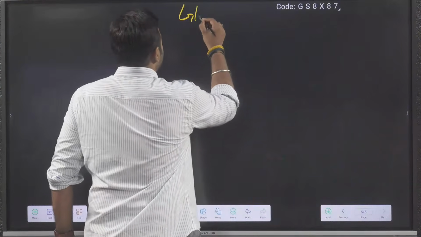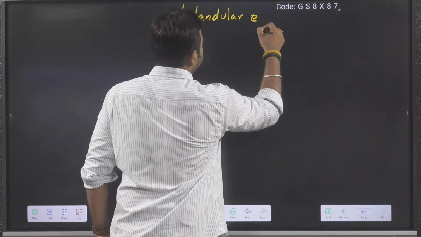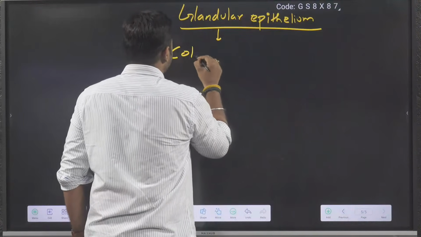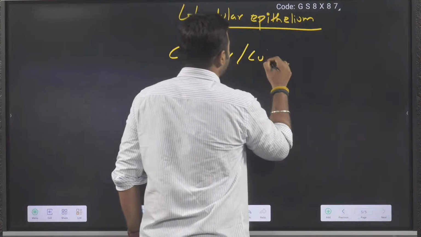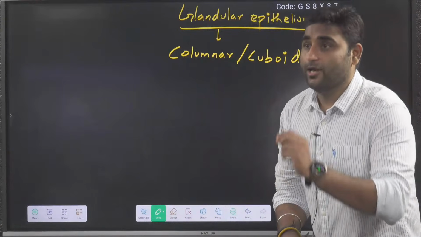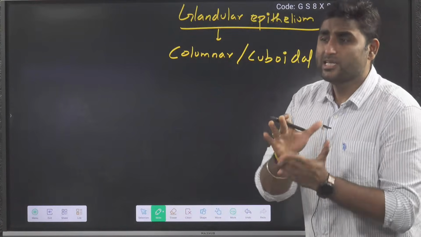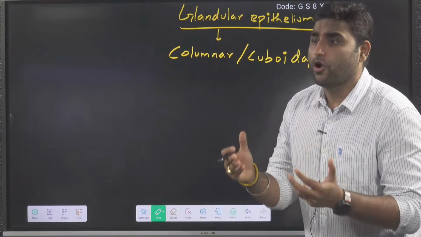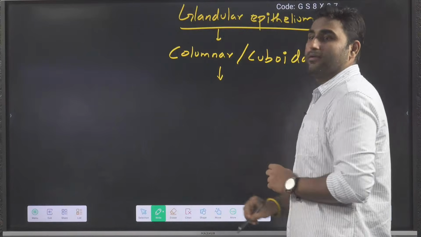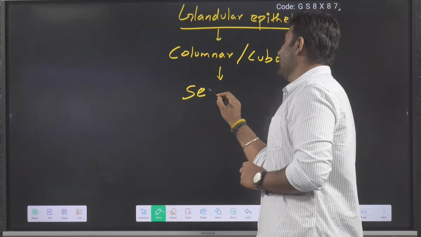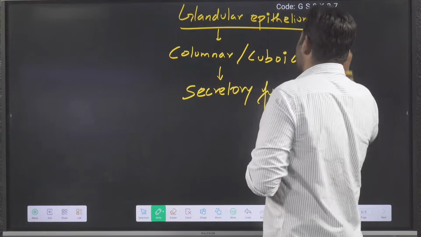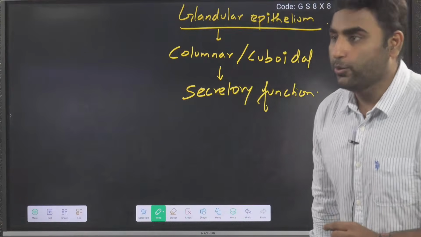So, glandular epithelium. Basically, columnar cells, cuboidal cells, squamous cells. Squamous is a very flat cell. It will not do any secretion function. So columnar or cuboidal cells having secretory function, such epithelium is called glandular epithelium.